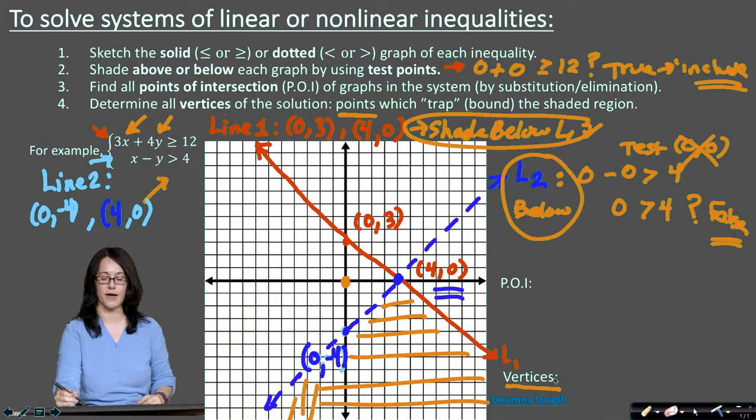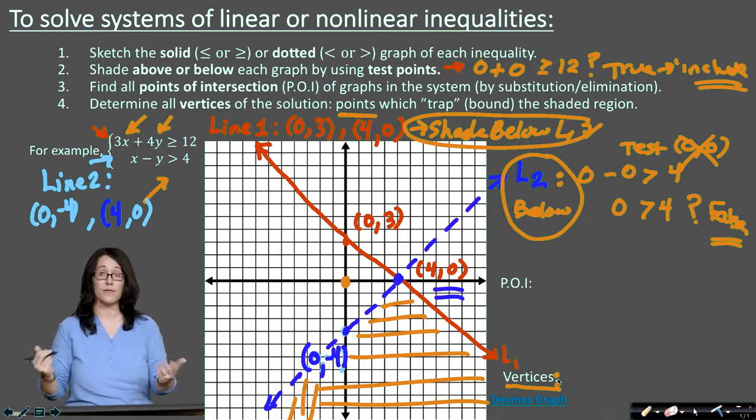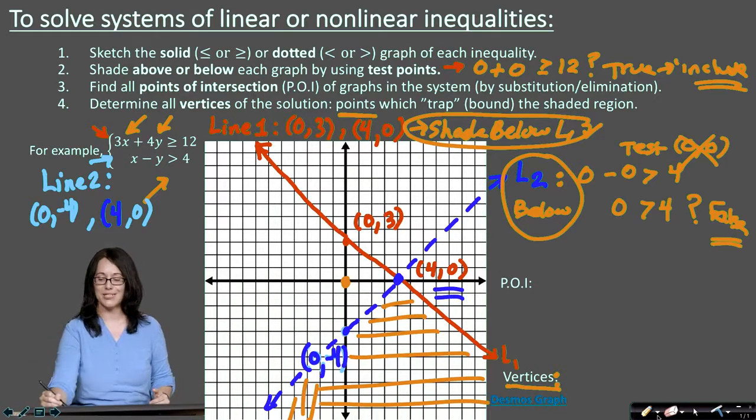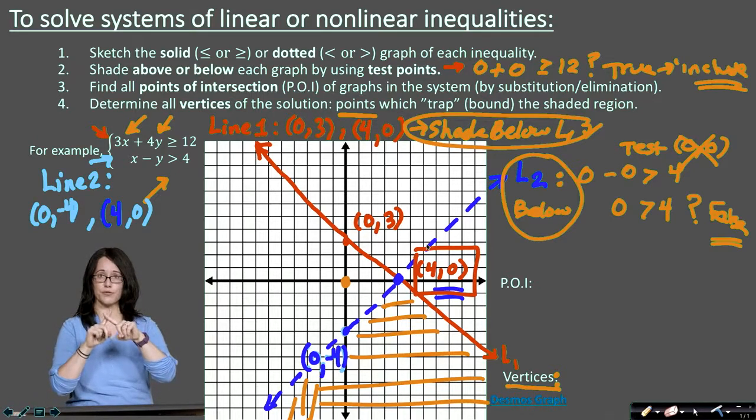So if we wanted to find the vertices, what would I need to do? Well, I first need to find my points of intersection. I just so happened to stumble upon our point of intersection in this problem, which was 4, 0, because that was visually where the two graphs met.